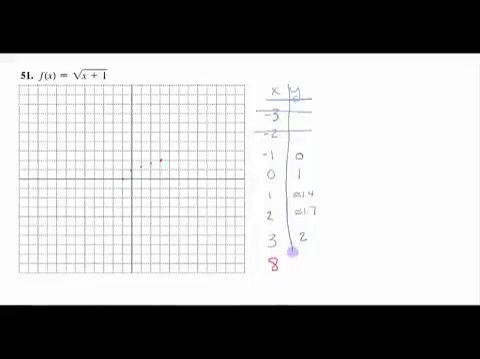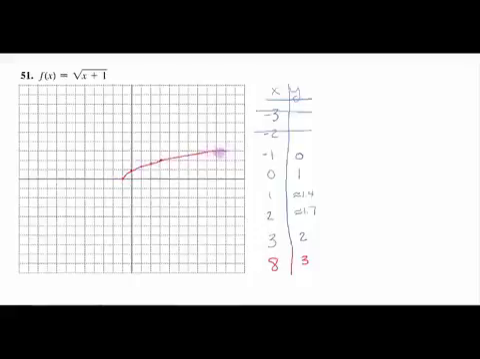I'm going to pick an 8, because if I put 8 in there, 8 plus 1 is 9, and the square root of 9 is 3. We get a whole number out. So if I go 8, then I get 3. So we see that this is going up pretty fast, and then all of a sudden it's leveling out really slowly. So it's doing this type of thing.